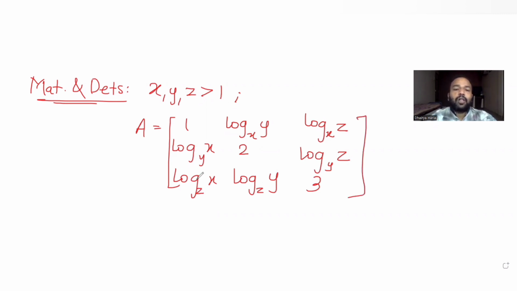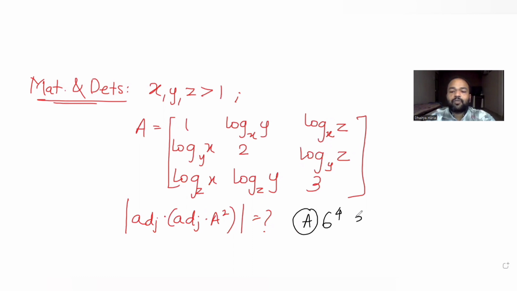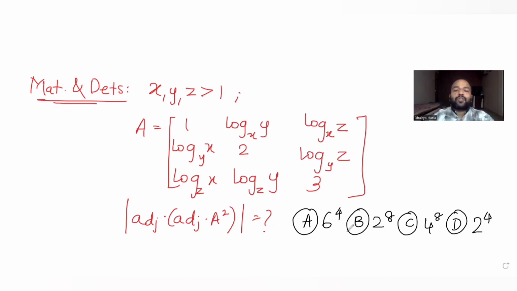Now let's try to solve this further. What we have been asked to find here is the determinant of adjoint of A squared. So we need to figure out the value of this entire thing, and there are four options given to us. First is 6 raised to 4, second option 2 raised to 8, third option 4 raised to 8, and the last option is 2 raised to 8. So let's figure out which one of the options is the correct answer.